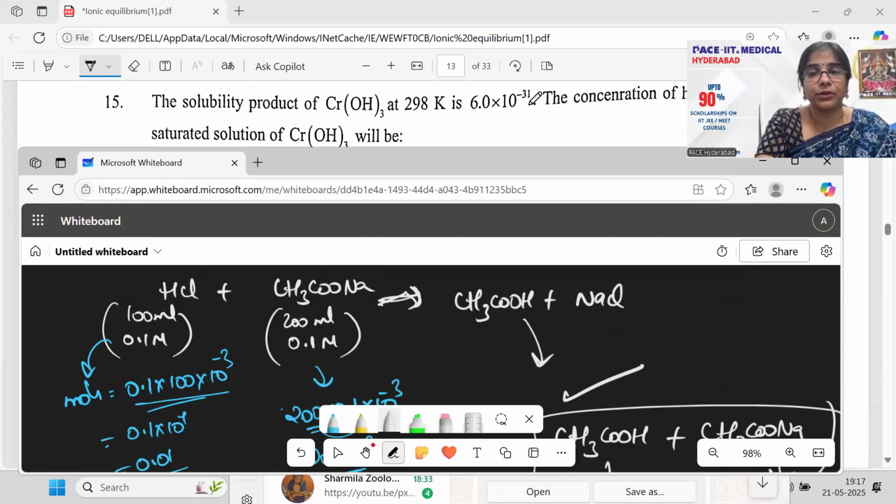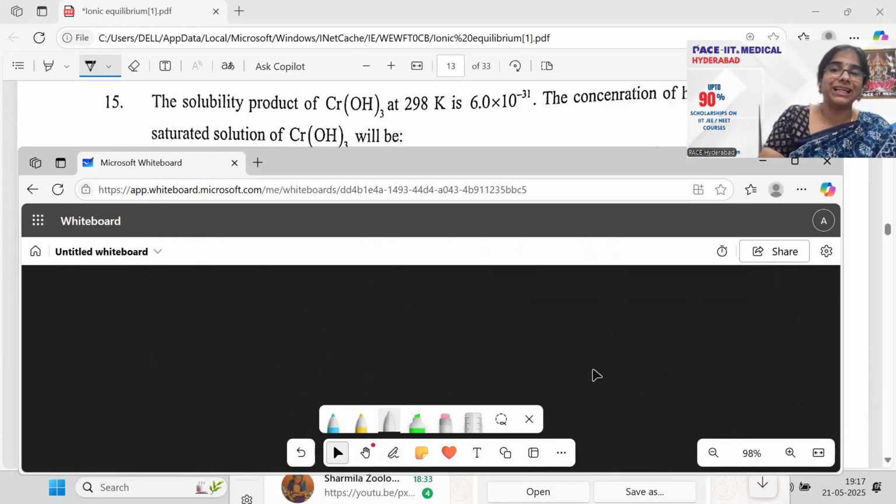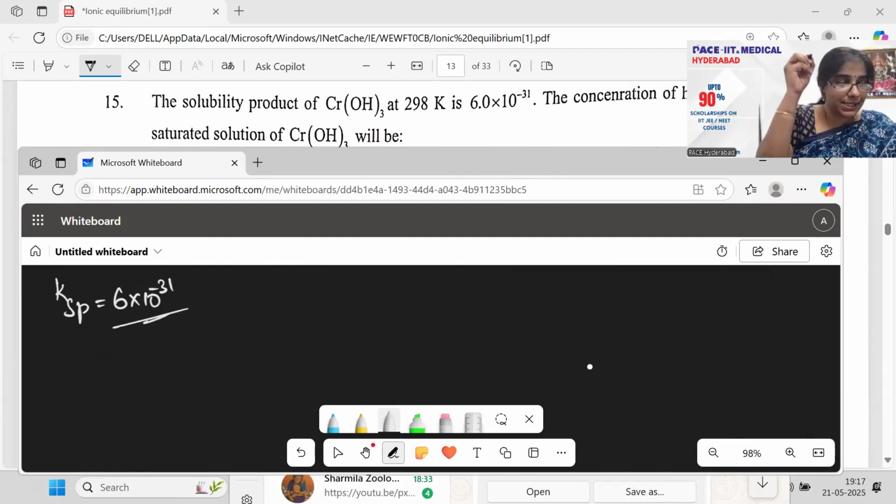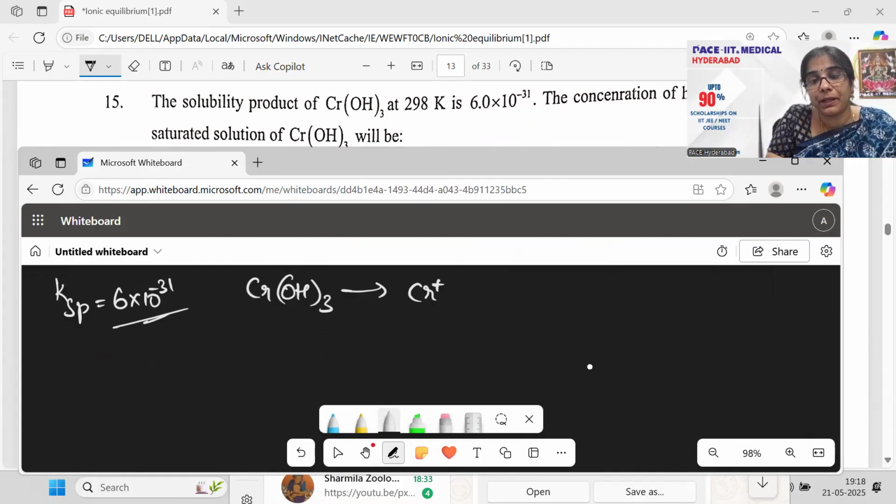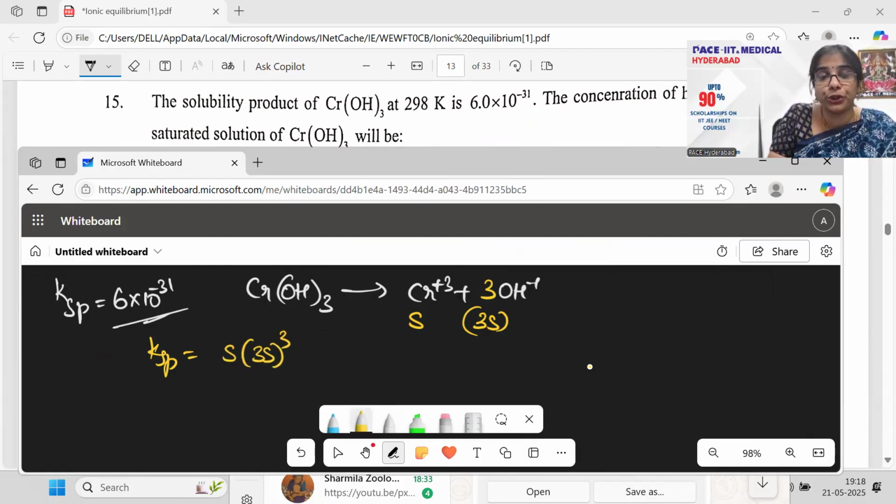Now, solubility product of chromium hydroxide at 298 Kelvin दे दिया है. KSP is given to you as 6 into 10 to the power minus 31. And given क्या, chromium hydroxide के लिए Cr(OH)3 is given to you as Cr plus 3 and then OH minus 1. How many of such? We have 3 of such OH minus 1s. And this would be my S here, and then this is 3S here. And KSP will be given to you as S into 3S, the whole cube, as we have written it for the first time, right?